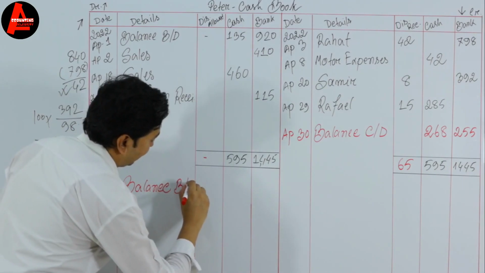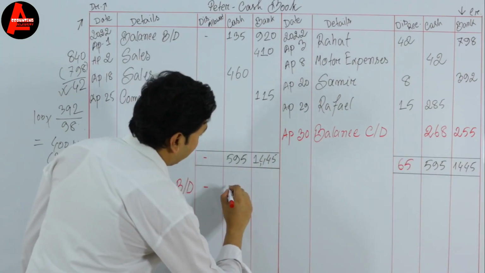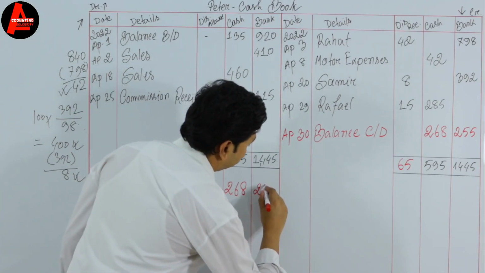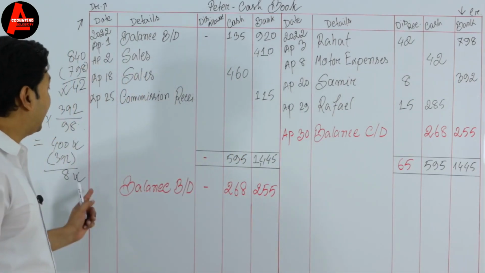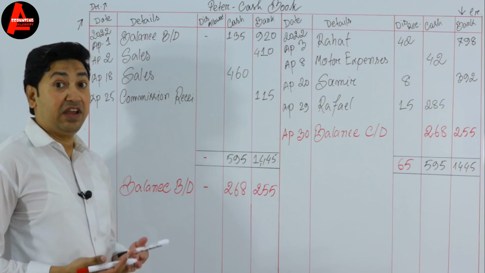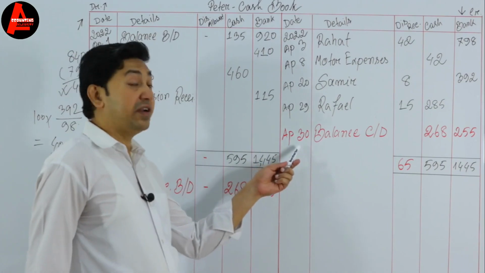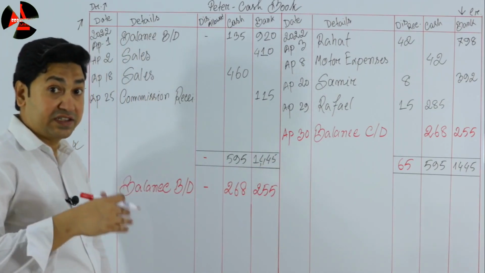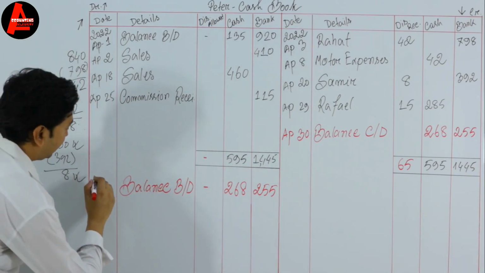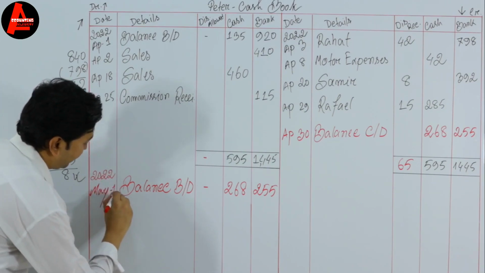Okay, so we will write here balance brought down BD. So here we have no discount. So here we have cash $268, and here we have bank $255. Okay, now date. What date will be here? For date for balance BD, balance brought down, will be the first day of next period, next month. Here month ended on 30 April. So next day of next month will be 1st May. Okay, so we will write here 2022 May 1st. Okay.